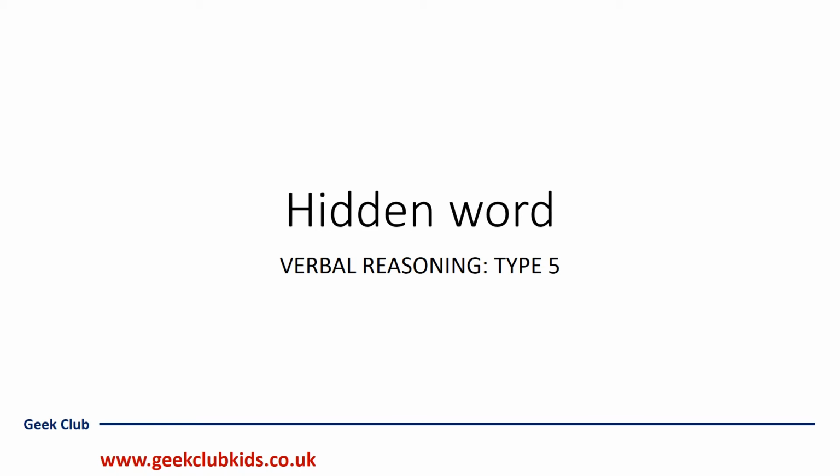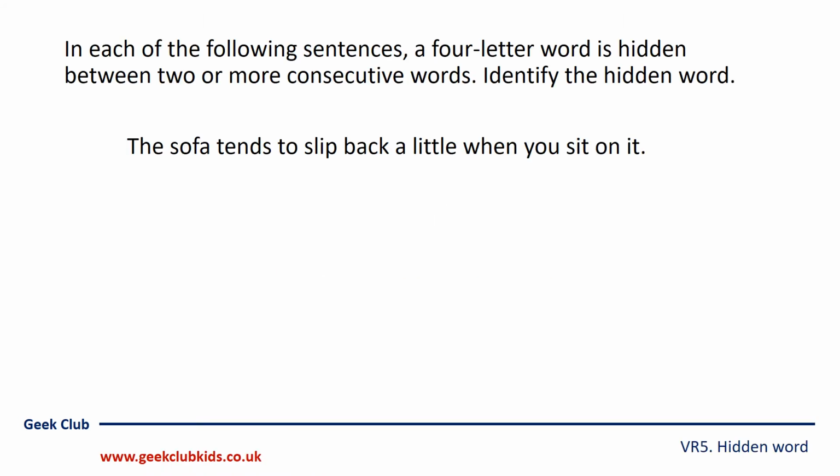Hi, in this short video we're going to talk about a type of verbal reasoning question known as the hidden word. Let's have a look at an example. In each of the following sentences, a four-letter word is hidden between two or more consecutive words. Identify the hidden word.